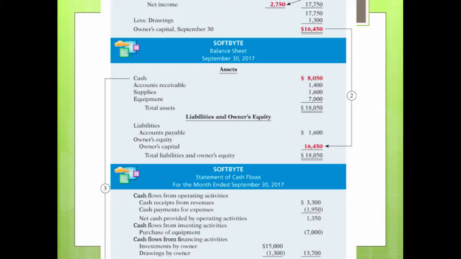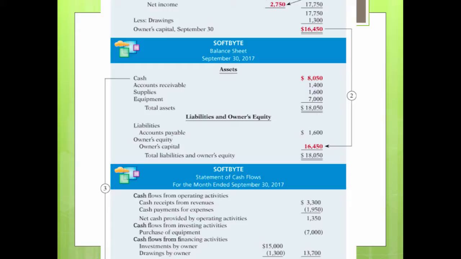The goal of the balance sheet is to show that the accounting equation is balanced. So we show the account balances for assets, and for liabilities and owner's equity. We start with assets, so we record the balances for cash, accounts receivable, supplies, and equipment, and then we find the overall balance. In this case, $18,050.